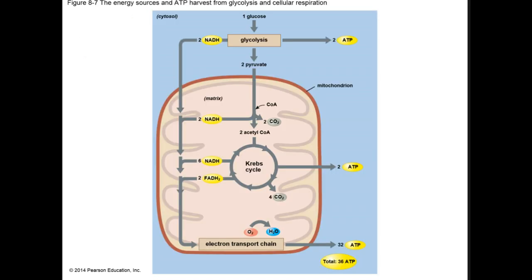So this slide is just summarizing the overall process. As we stated, the breakdown of carbohydrates begins with glycolysis, and then if oxygen is present, cellular respiration can proceed. Most of the ATP generated from this process occurs during the electron transport chain and oxidative phosphorylation.